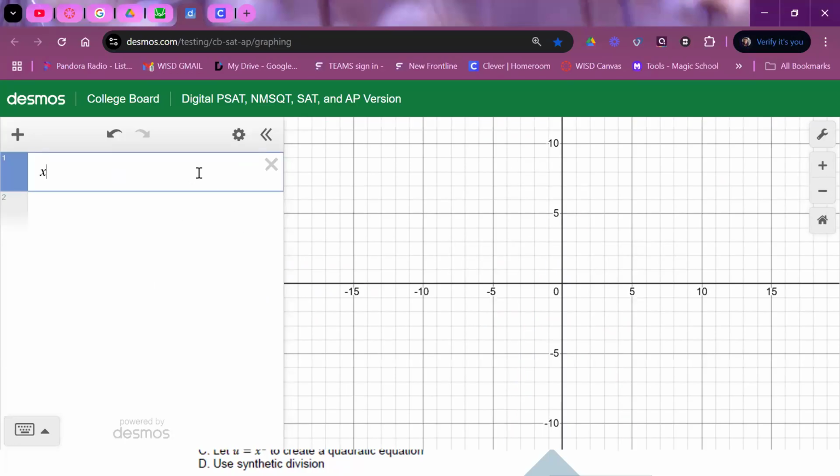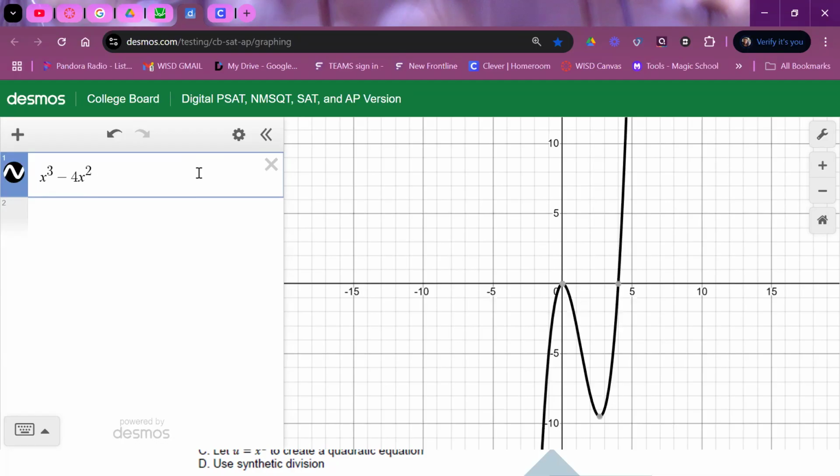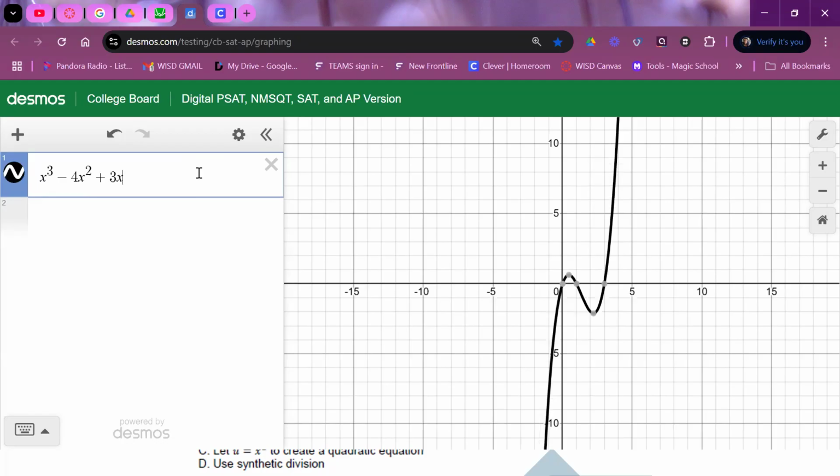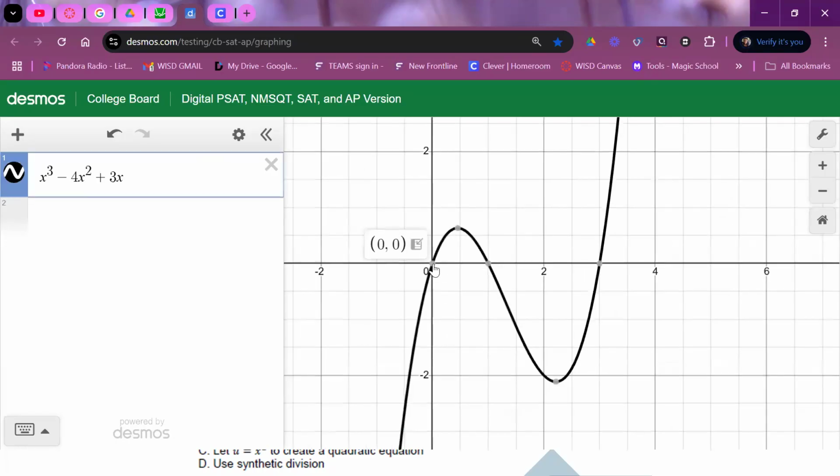So we have x to the third minus 4x squared plus 3x. Did I remember that correctly? Yeah. All right. It asks you for your solutions. Your solutions are your x-intercepts. So where are my x-intercepts? I have one at 0, I have one at 1, I have one at 3. They're your solutions.